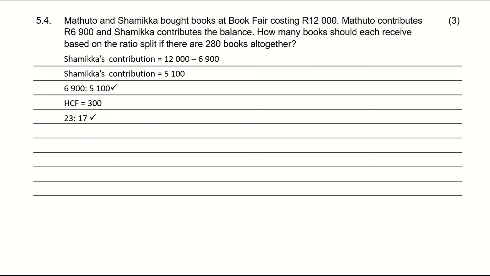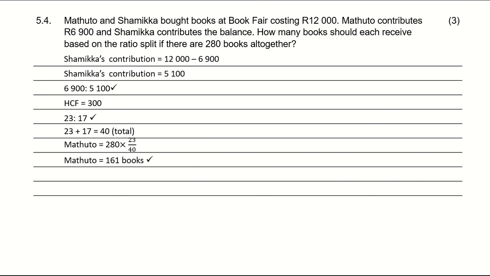In total, their contribution will be written as a total ratio of 40. So if I want Matito's share, I'll take the number of books altogether, multiplied by Matito's contribution divided by the total contribution. So you will take the total number of books multiplied by Matito's 23, divided by the total of 40. That will give you how many books Matito will receive, which is 161 books.